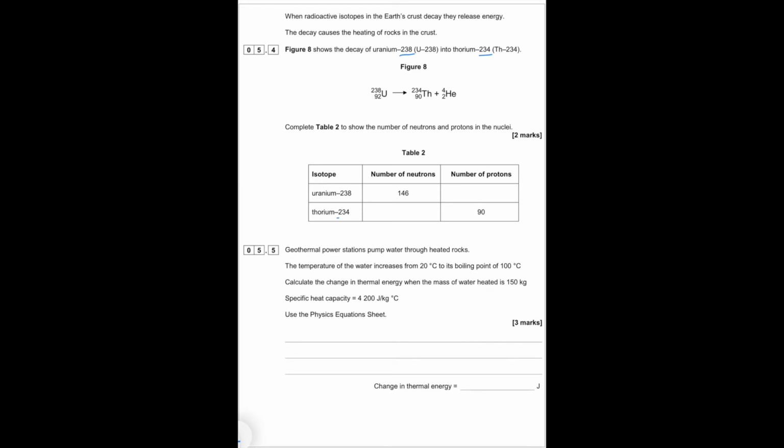So what we've got to remember is the mass number given here is the protons plus the neutrons. So for uranium, if we have 146 neutrons, we would do the calculation of 238 take away 146, and that would give us an answer of 92. And then for thorium, we would do the calculation 234 take away the number of protons, which is 90, and that would leave 144. Geothermal power stations pump water through heated rocks.